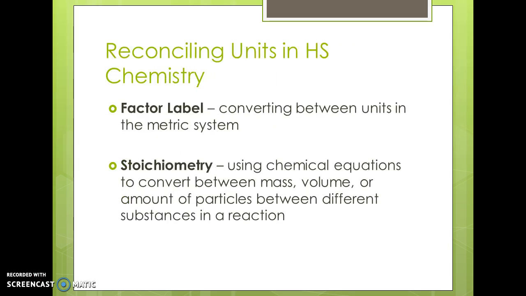Now, for reconciling units in high school, we do 2 steps here. We start off the semester with factor label. That's just converting between units in the metric system, because that will be a consistent step that they need to do in solving any sort of problem that we have. It's basically getting them ready for stoichiometry, which we hit in the 4th or 5th unit towards the end of the semester. And stoichiometry is just where we use balanced chemical equations to convert from mass, volume, or amount of particles, which we call moles, and between different substances in a reaction. And I'll have an example for you.